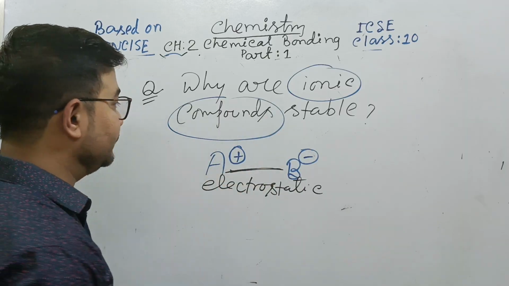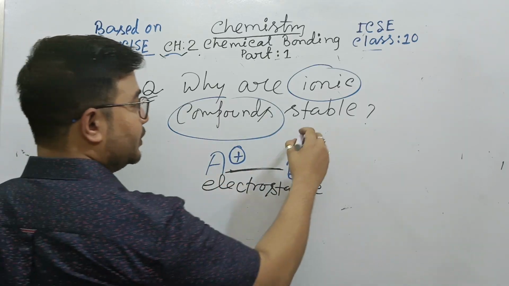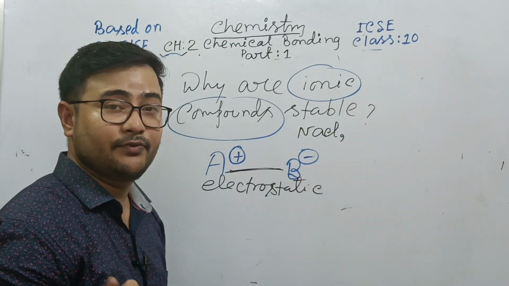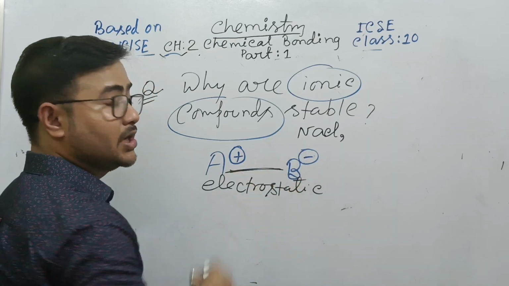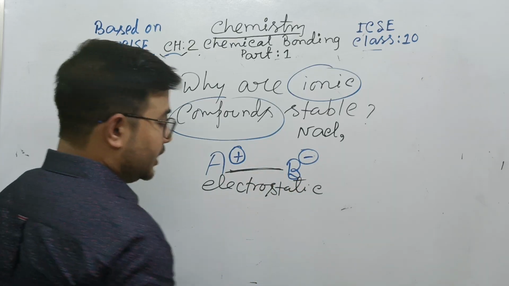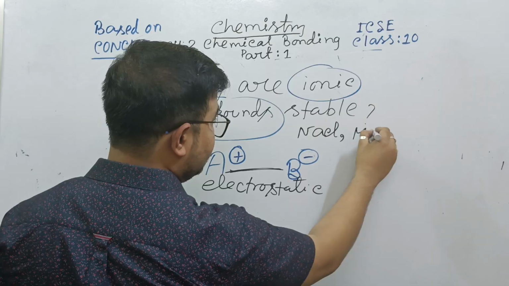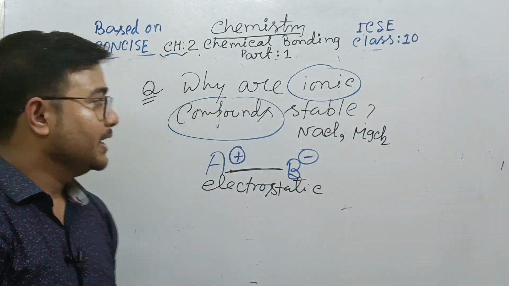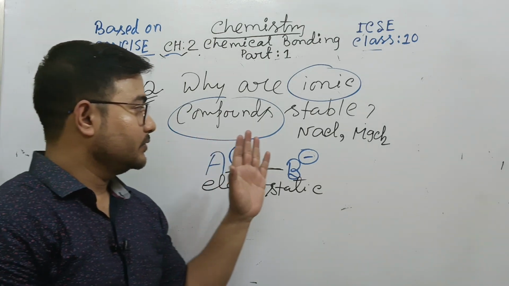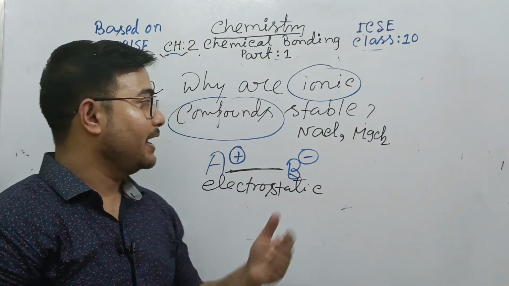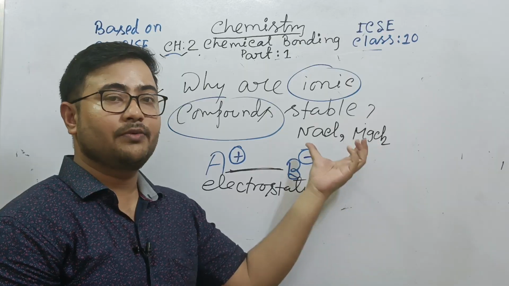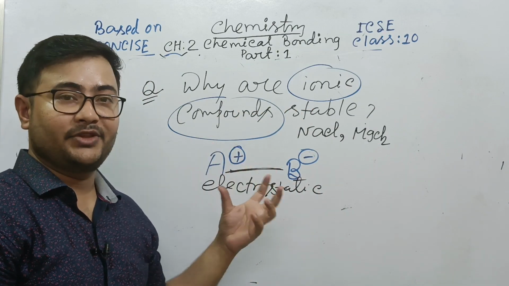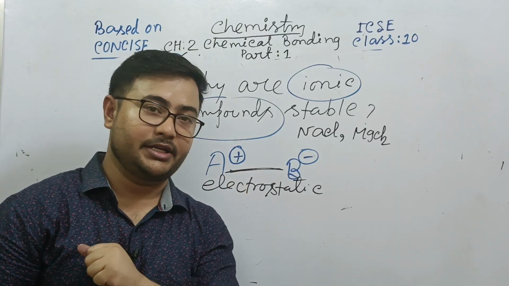Done. You can memorize 2 examples of ionic compounds. You can write NaCl. NaCl is a very good ionic compound, that is common salt. You can also memorize MgCl2. What is the name? Magnesium chloride. Okay. Now in the next class I will discuss the structure of the ionic compounds, how they form, that is the orbital diagram of the ionic compound.